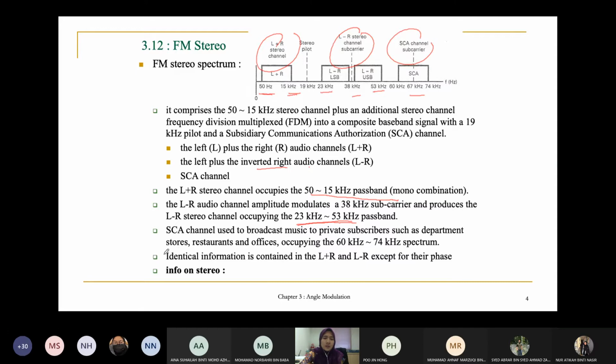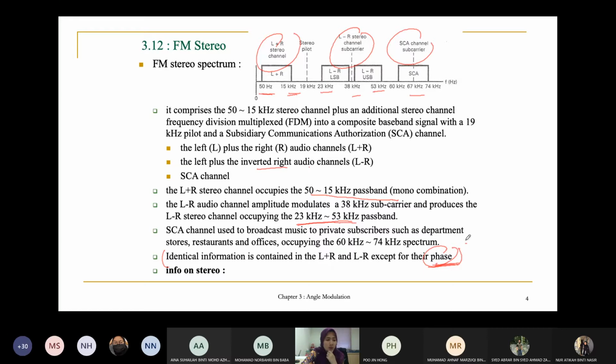You can see that identical information is contained in the left plus right and the left plus inverted right, except for their phase. Everything is the same, but the difference is their phase. So it is not exactly the same. It's similar, but it's not the same.